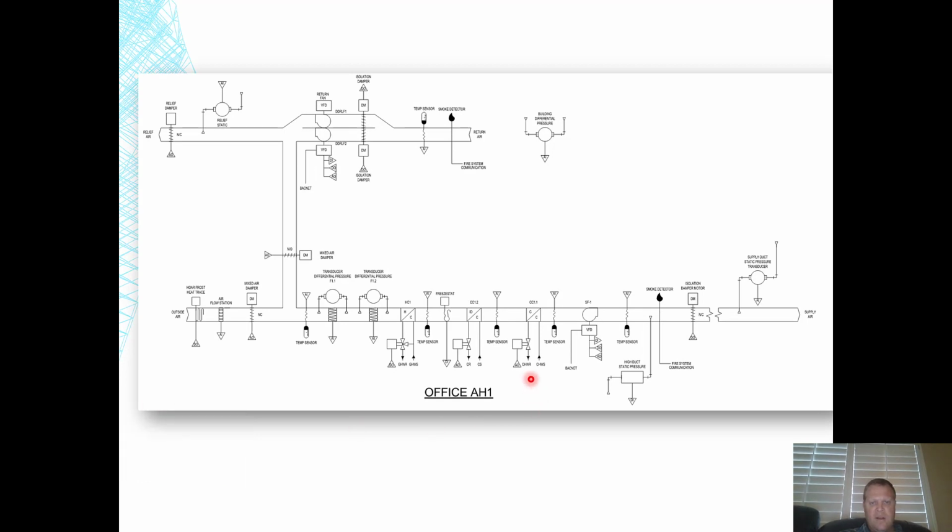Here's the other way to do it. Remember I said this air handler has two cooling coils. That one right there is directly from the cooling tower, and this one is from chill water from a chiller, but it's an air cooled chiller.